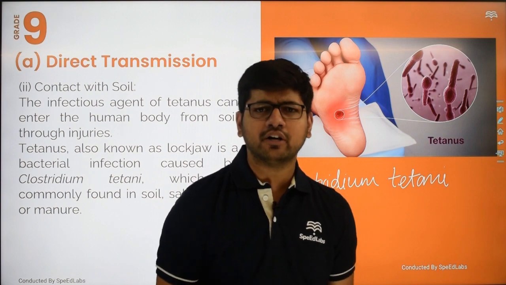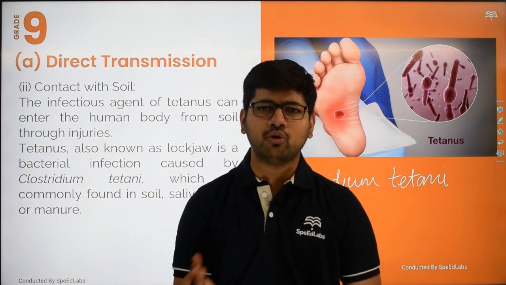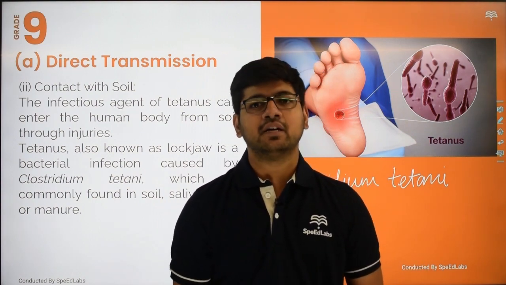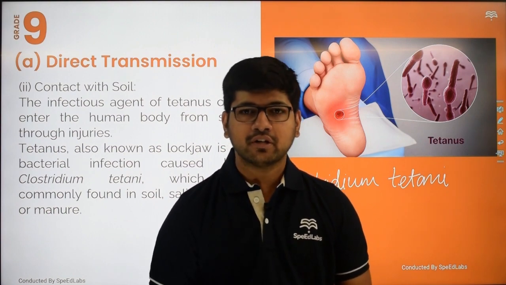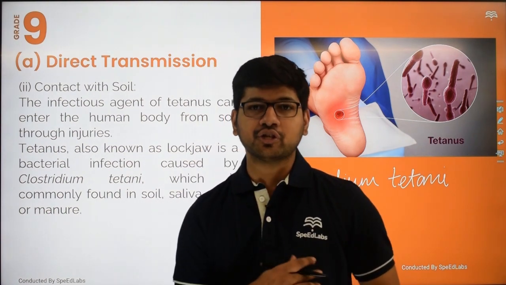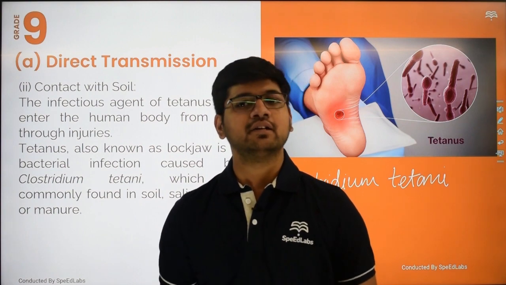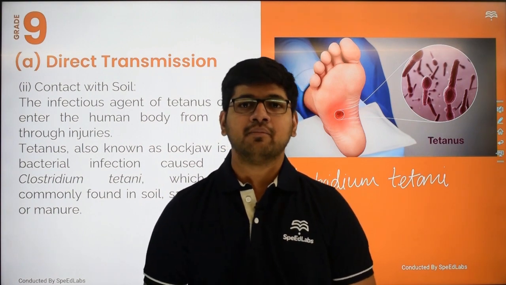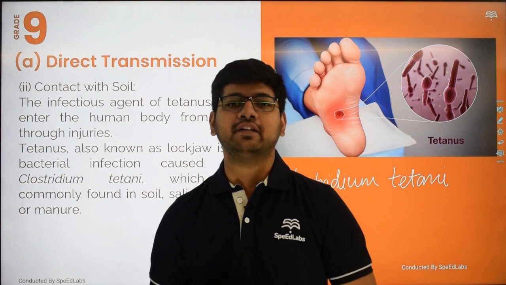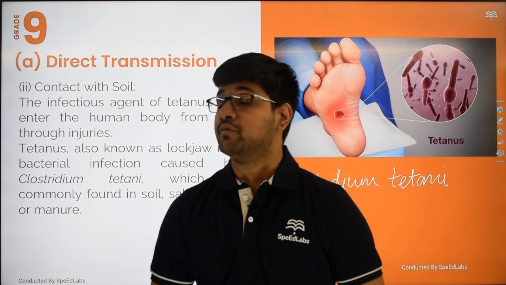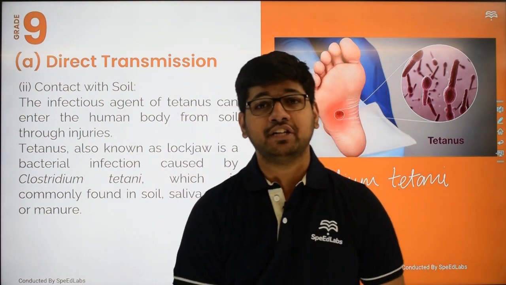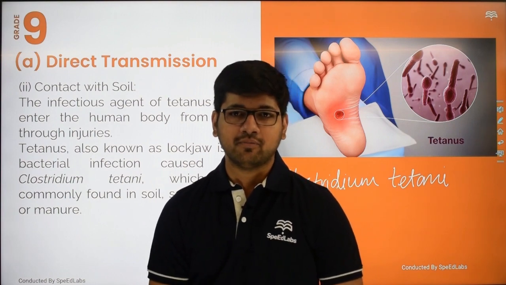You may have heard, or your parents may have told you quite a lot of times, to get a tetanus shot when you are injured by a rusted iron spike or something like that, because rusted iron may also contain those dirt and soil particles which harbor what? Clostridium tetani, the tetanus causing organism.